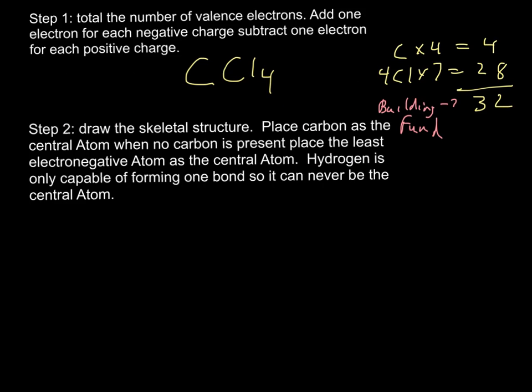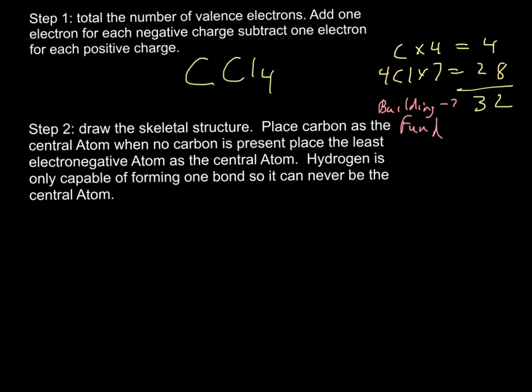Established our building fund. Our next thing to do is to draw our skeletal structure. What do I mean by our skeletal structure? What we want to do now is determine A, who our central atom is going to be, and then B, how those things connect to it. Most of the structures we're going to start looking at with Lewis structures are all going to have a format where you have one central atom and a bunch of other things connected to it. The hard part is figuring out who that central atom is.